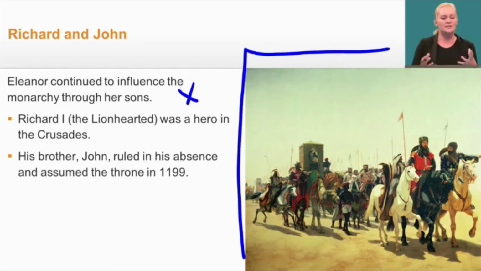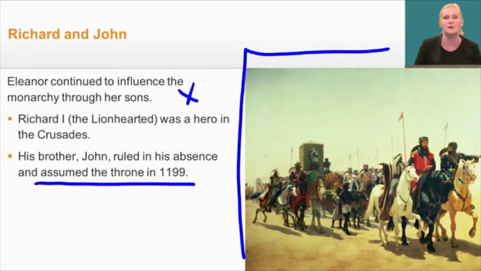Now, Richard I, he died in the Crusades, and when he was away fighting, John, his younger brother, was sitting on the throne, ruling in his absence. But Richard the Lion-Hearted, he already had a son. He had an heir to the throne who should have taken over when Richard died in the Crusades. However, remember Eleanor of Aquitaine, she's always sort of manipulating things. She found a way for younger brother John to actually assume that throne in 1199 after Richard died.